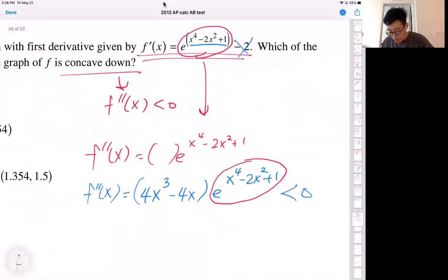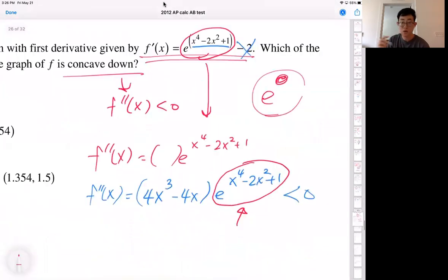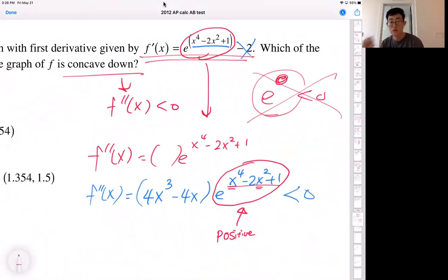Well, if you compute e to the power of whatever, e to the power of blob, whether this blob is a negative number, positive number, or whatsoever, you are never going to get e to the power of something to turn out negative. This will always turn out to be a positive number. That's just one of those properties of exponents you need to know. That means in order for this overall thing to turn out to be negative, the other factor has to be a negative number in order for this to work out.